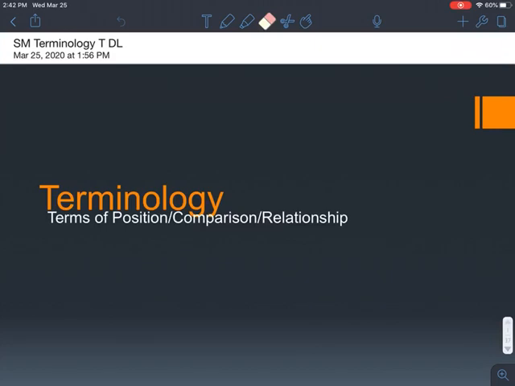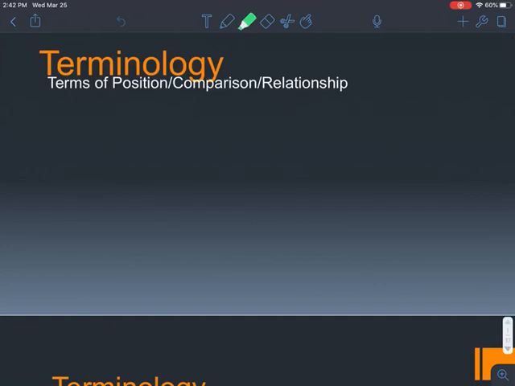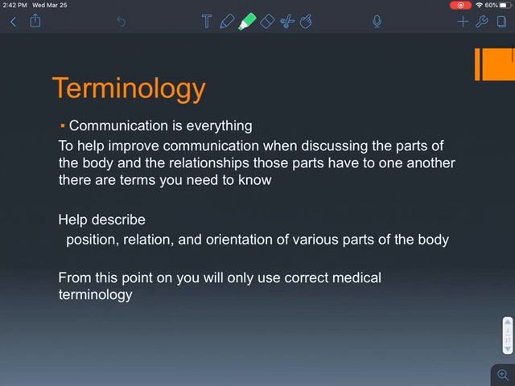So here we go. The first thing we're going to talk about is terminology, describing positions, relationships, and how they compare to each other. Communication is everything. I don't know if you've ever been to a doctor and they're talking to you and you're like, I have no idea what you're talking about. They're not really saying anything crazy or complicated. It's just using different terminology, and that terminology allows people to be more specific in describing position, relation, and orientation of different body parts.